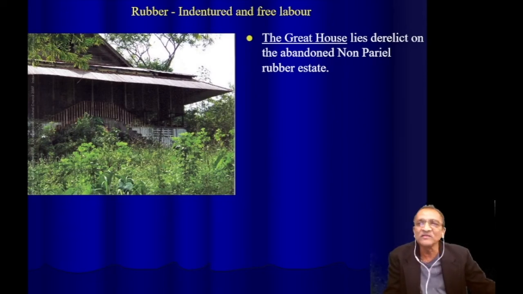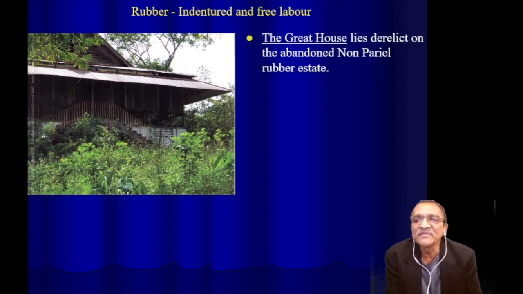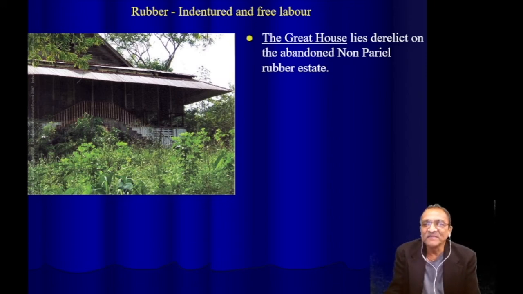So this is one of the relics that still remains of rubber cultivation. It's a great house in an estate called Non-Parallel Estate. And I took this photo 14 years ago. I've heard that it has collapsed. The National Trust didn't see it fit to preserve it. And it still stands there.